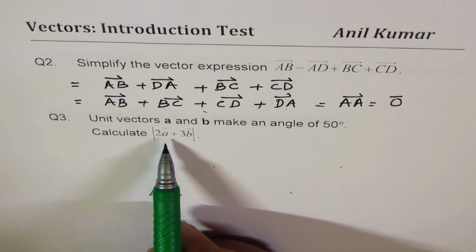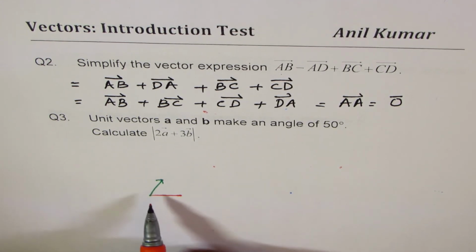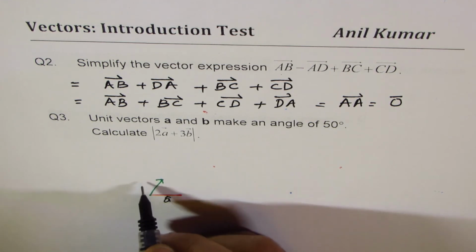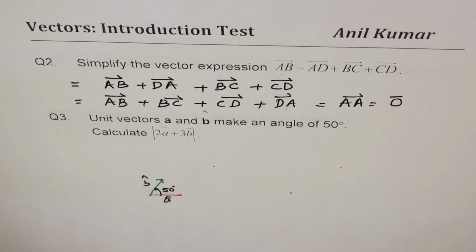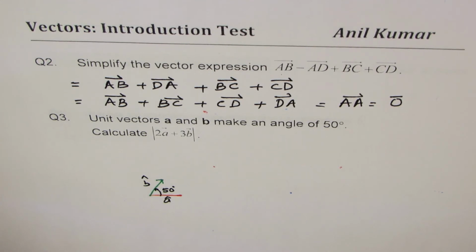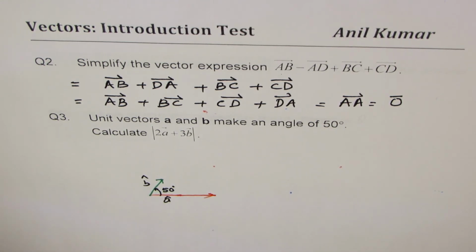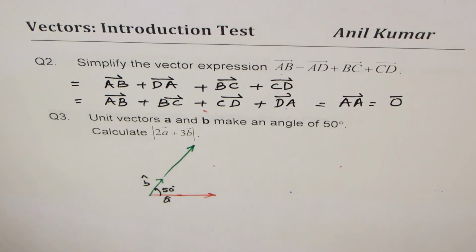So when we say 2A, well, let's say this is vector A. Let me write down. So this is my vector, unit vector A. This is vector B. The angle between A and B is given to us as 50 degrees. Now when I say magnitude of 2A plus 3B, we will actually extend these vectors. So 2 times A means twice. As far as 3B is concerned, it will be 3 times, so the magnitude gets multiplied by 3.